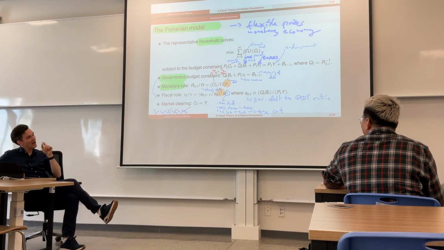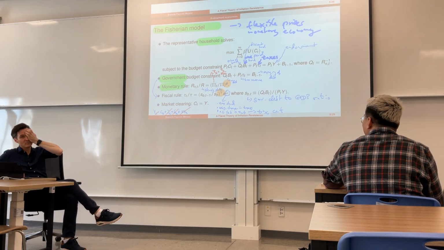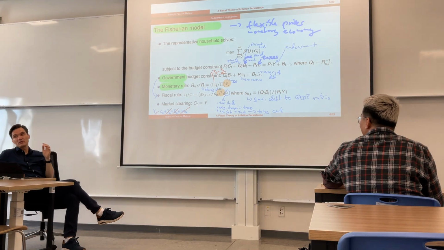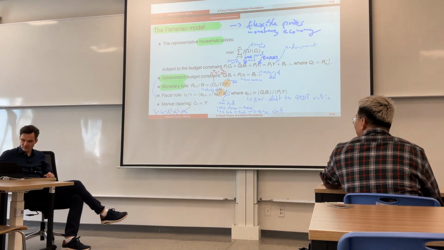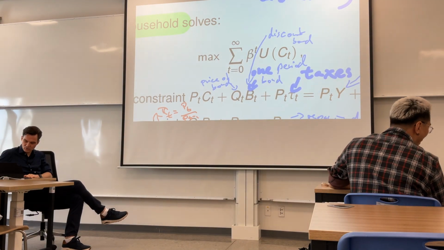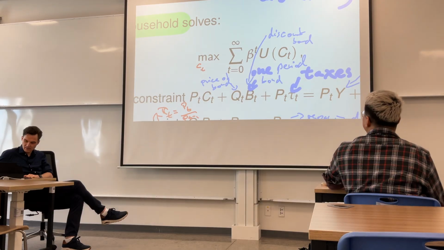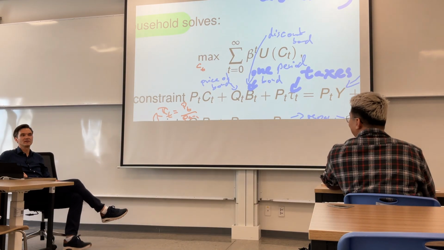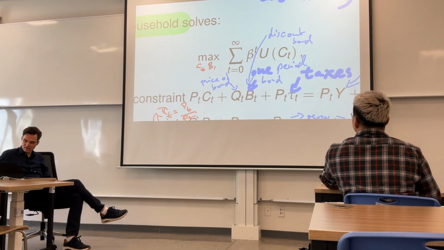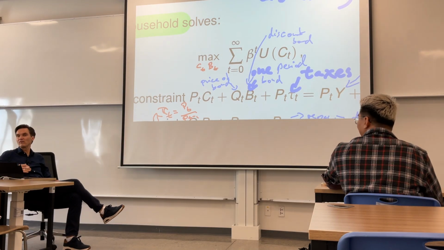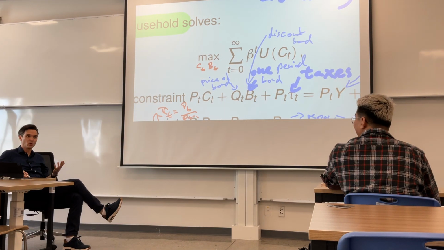So how would you solve this maximization problem? So what are the choice variables? What are the things that the household is choosing? Can somebody help me? What are the choice variables of the household? Consumption, exactly, right? So the household chooses c t. Does it choose something else? B t, exactly, right? So the household chooses the level of consumption and the level of assets it wants to hold.